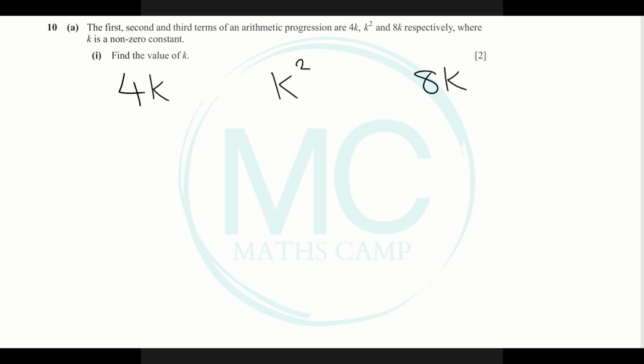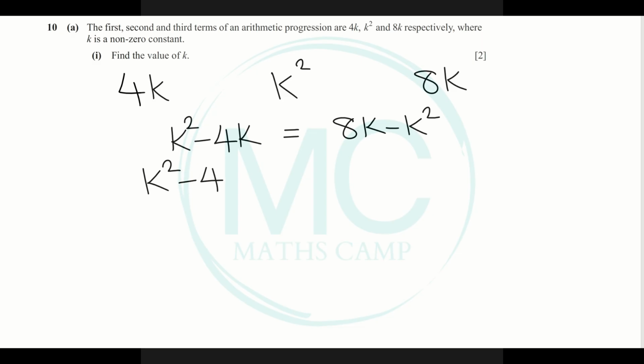That means that k squared, our second term, minus 4k, our first term, has to be the same as the difference between our second and third terms, 8k minus k squared. And now we've got an equation that we can use to solve for k. We have a quadratic, so let's move all of our terms to the left. We have k squared minus 4k minus 8k plus k squared, and this is equal to 0.